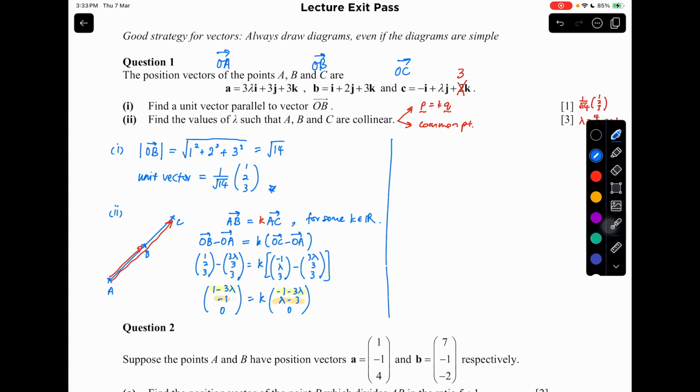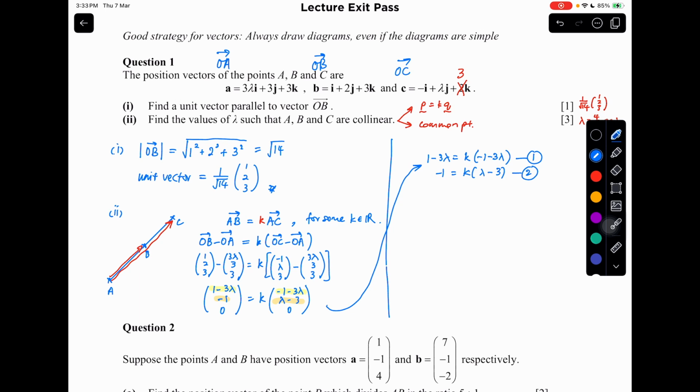Okay, so we will have 1 minus 3 lambda equals k times negative 1 minus 3 lambda. So this is equation 1. We have another equation, negative 1 equals k times lambda minus 3. So this is going to be equation 2.